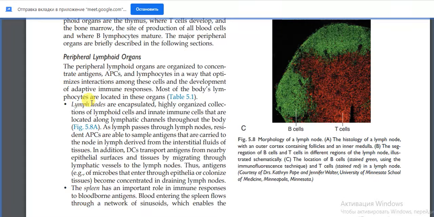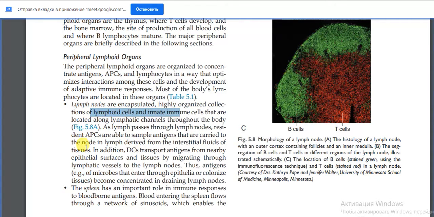Okay, let's start with lymph nodes. By definition, they are encapsulated, highly organized collections of lymphoid cells and innate immune cells that are located along lymphatic channels throughout the body. As lymph passes through lymph nodes, resident APCs are able to sample antigens that are carried to the node in lymph derived from the interstitial fluids of tissues.